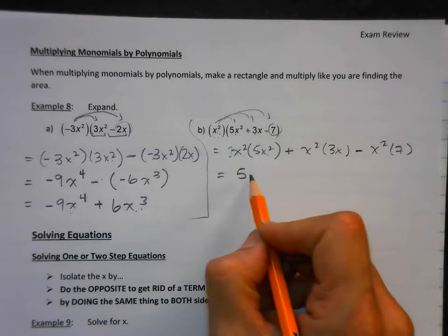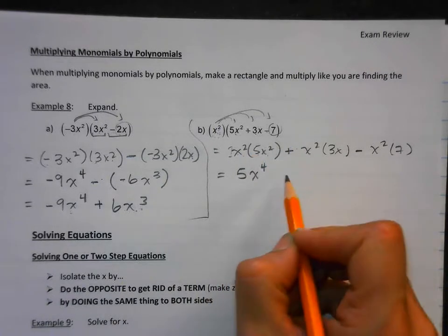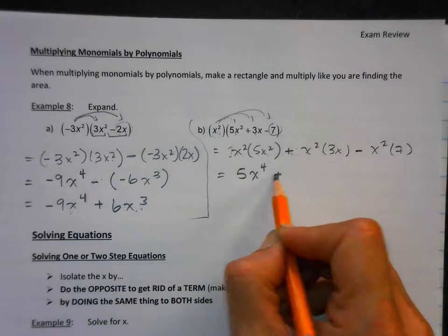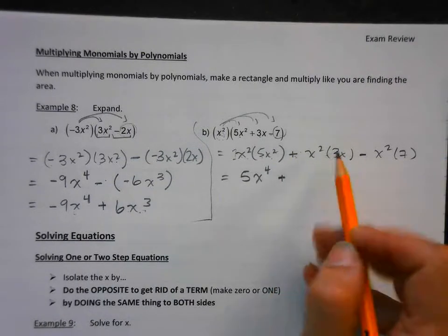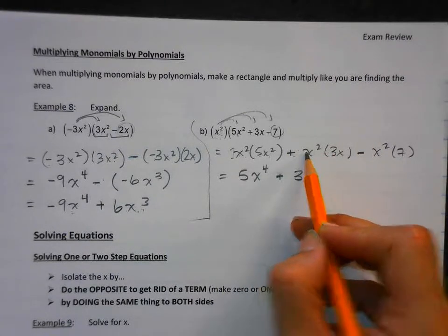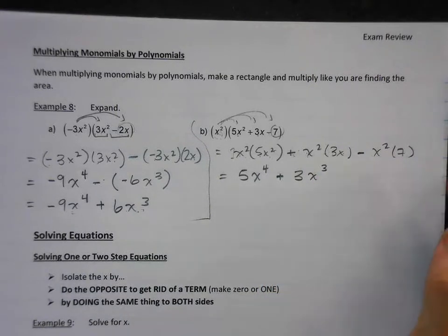X squared times x squared is x to the power 4, because I've added the exponents. Here, I'm not changing anything with the signs because they're both positive. The number doesn't change because there's no number in front of here. It's 1. And x squared times x becomes x cubed.